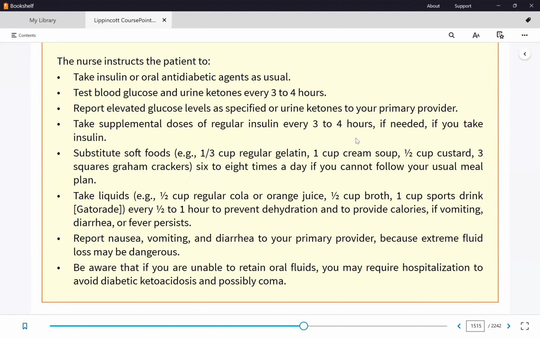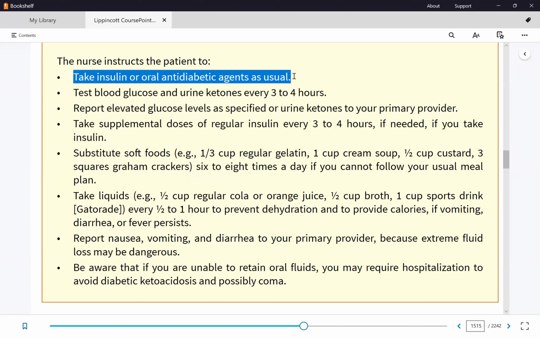So how do I prevent it? Continue to take your insulin and anti-diabetic agents as usual. Of course, if the sugar is too low, then don't take it. All right.